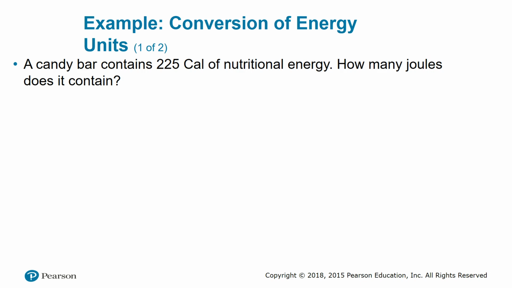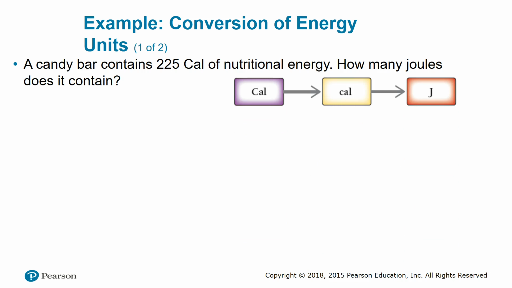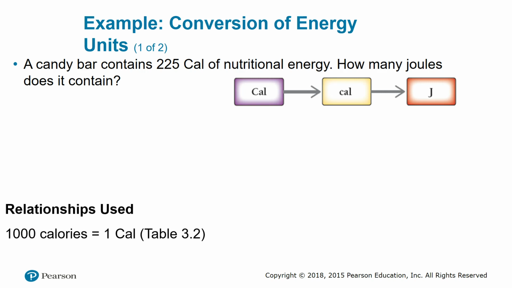So when we look at this, the process that we're trying to go from is nutritional calories to joules. So I have to go through heat calories and then to joules. What do I already know? I know that 1,000 heat calories equals 1 kilocalorie. We've already gotten that. I also know that 4.184 joules equals 1 calorie. So I can use those as conversion factors.